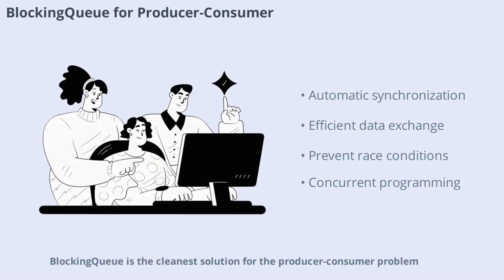Blocking queue is the cleanest solution for the producer-consumer problem. It handles synchronization automatically, allowing producers and consumers to work independently. This prevents race conditions and ensures efficient data exchange between threads. Blocking queue is a must-know for concurrent programming in Java.